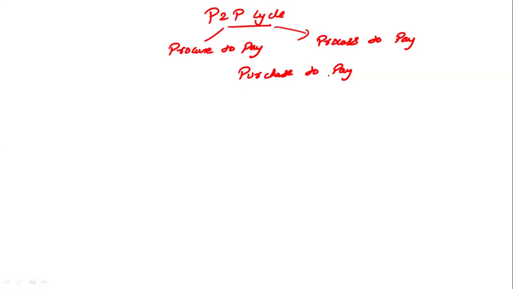So what we'll be covering today is the front end part of the procure to pay cycle. And next week we'll try to cover the back end or the configuration part of the procure to pay cycle. Okay, so first let us discuss what is a purchase. Can someone tell what is a purchase?